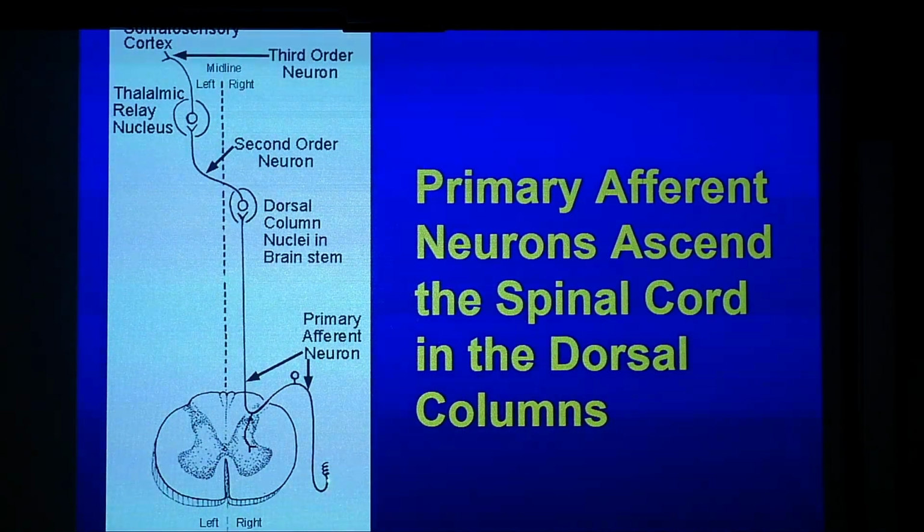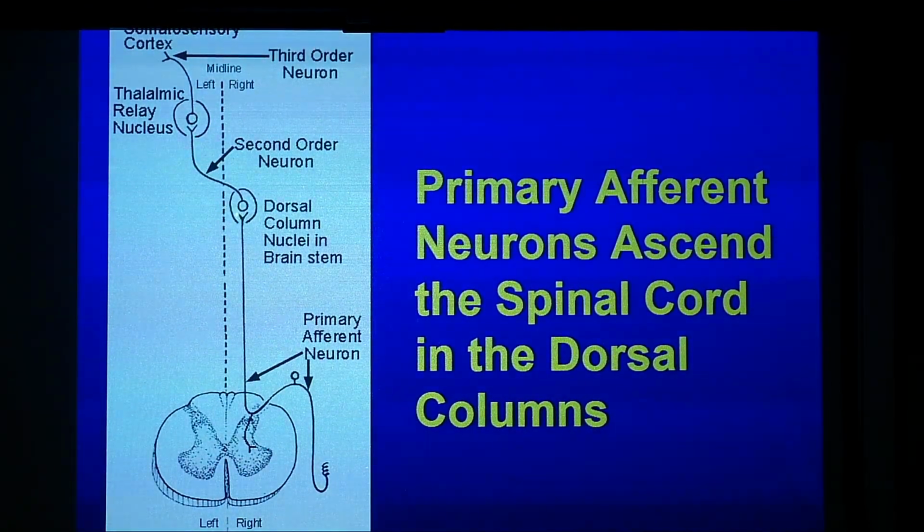She's showing the input region here. It enters the cord. One branch goes into the ventral horn. The other branch now ascends the cord in that dorsal column system. It has its first synapse here, the primary sensory afferent synapses onto the second order neuron in the dorsal column nuclei located in the brainstem. That's what we drew yesterday. Remember, primary sensory afferent never crosses the midline, but the second order neuron always does. So the primary sensory afferent synapses onto the second order neuron, it crosses the midline, and now it continues to ascend the cord until it forms a synapse in the thalamic relay nucleus.